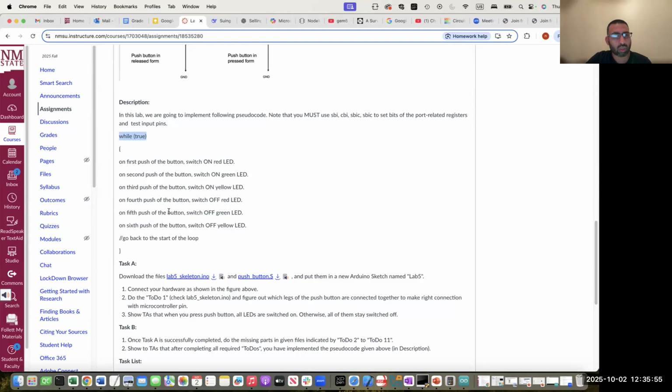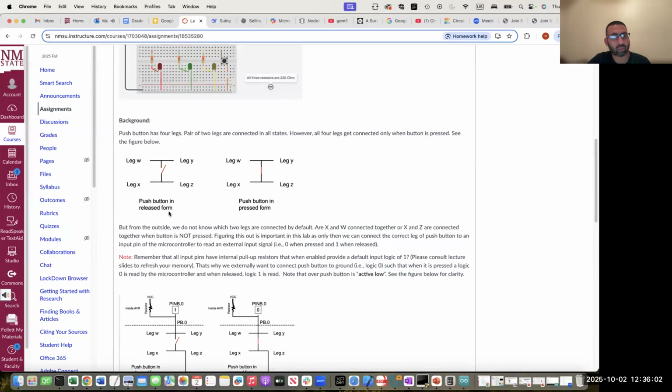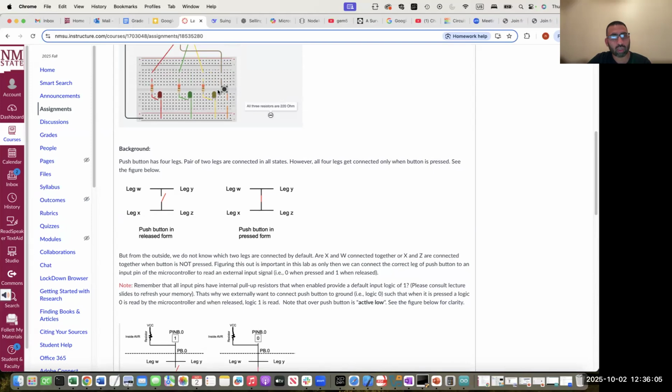Before we go and talk about coding and the tasks, let me give you some brief background on the push button. The push button we are going to use has 4 legs. Let's name them leg W, X, Y, and Z. Two legs are joined together. For example, leg W and leg Y, and leg X and leg Z, are connected with each other, irrespective of whether you press the button or not, right?